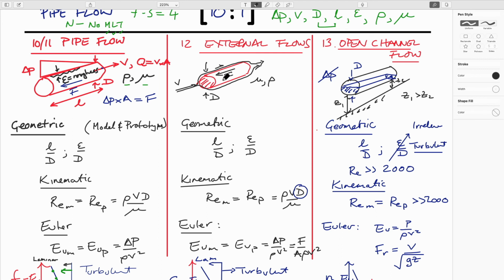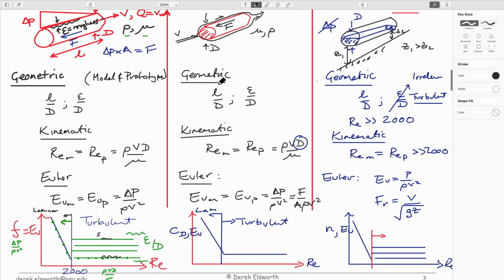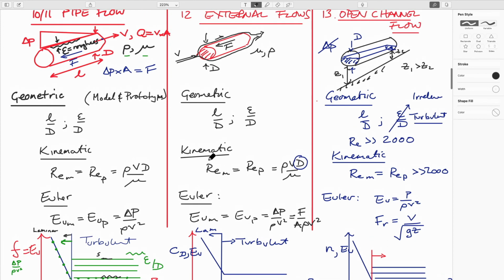But we're interested in being able to link these two together. And the link by which they're connected is that kinematically, we want the flow to be of a particular kind, to be indexed either laminar or turbulent.